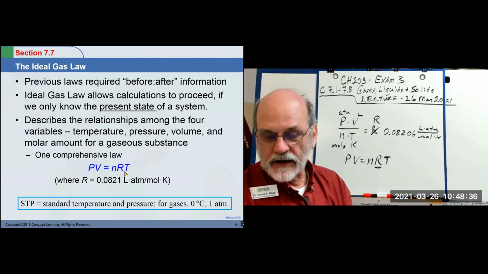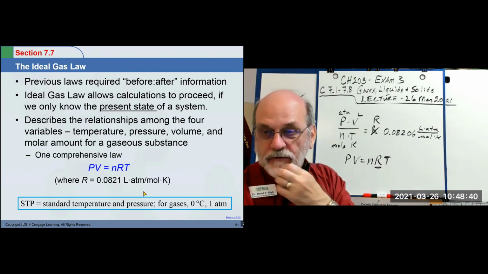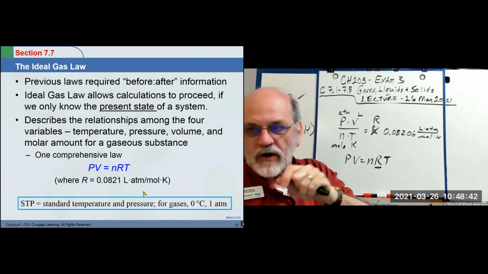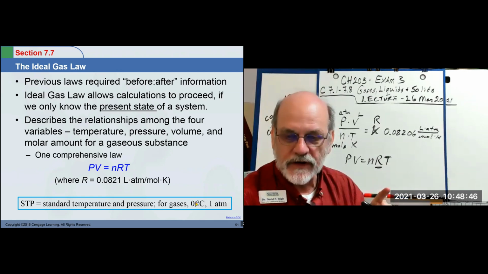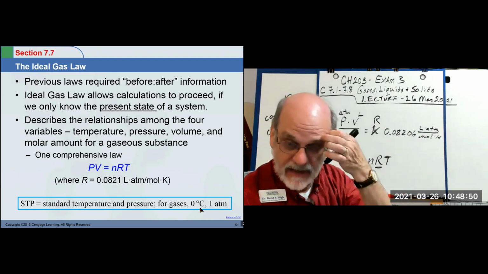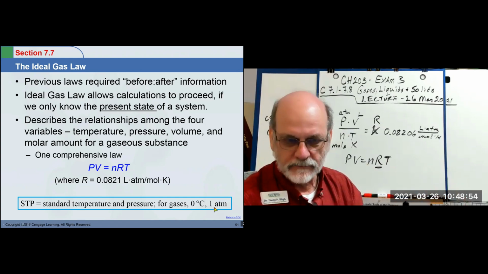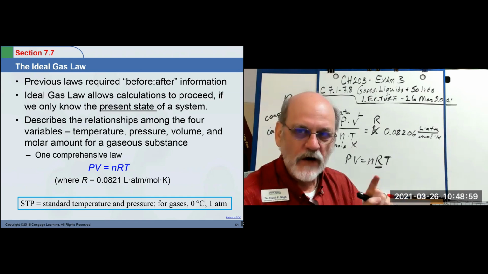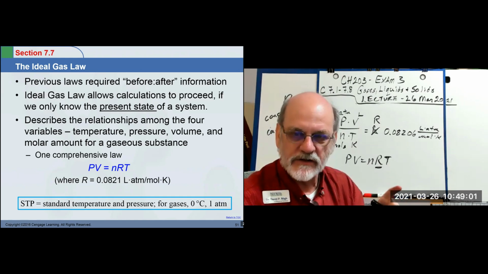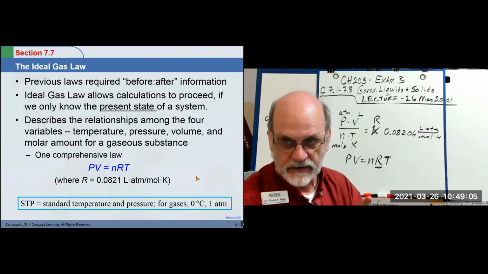Now, standard temperature, in case you need to know, for gases, when you're talking about physical changes of gases, is 0 degrees Celsius, 273 K. The standard pressure is 1 atmosphere. So if the problem says under standard temperature and pressure conditions, that's what it means when you're talking about gases, 0 degrees centigrade.